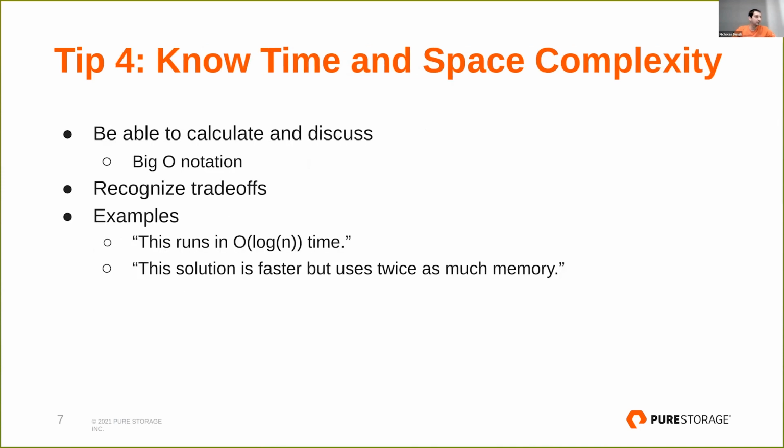Last tip, just knowing how to discuss mainly time complexity, but to a lesser extent, space complexity. I think a lot of times you'll find that it's really common that as soon as you finish writing a solution to a problem, the very next question is going to be, okay, how fast does it run? What's the big O notation of this algorithm? And so being able to look at code that you've written and figure out the big O notation is going to be really important.